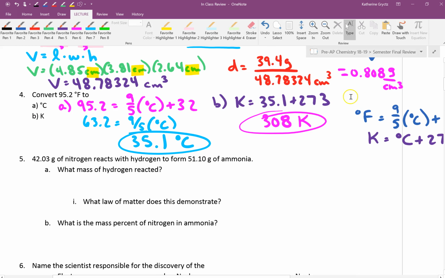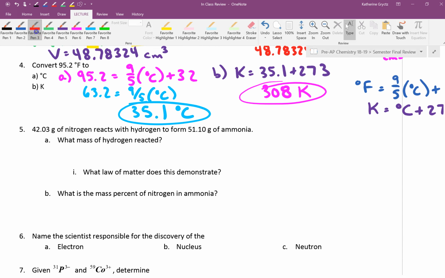Question number 5 on your in-class review says, all right, we've got 42.03 grams of nitrogen reacting with hydrogen to form 51 grams of ammonia. So at this point, you could probably write the chemical reaction of what's happening, but when we learned this, we weren't quite there. So what this is telling us is nitrogen is reacting with hydrogen to make ammonia.